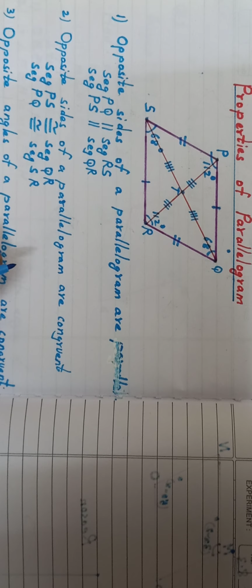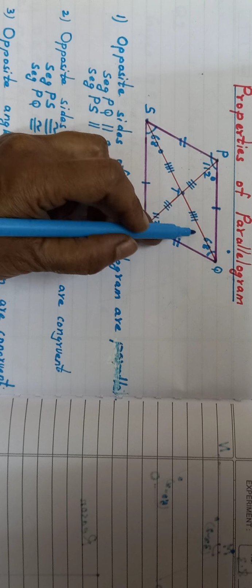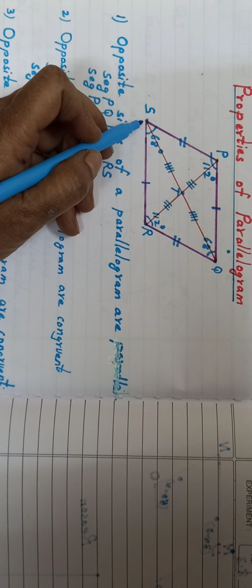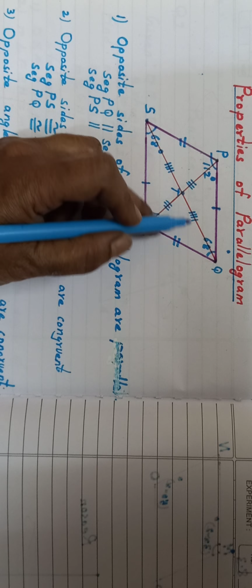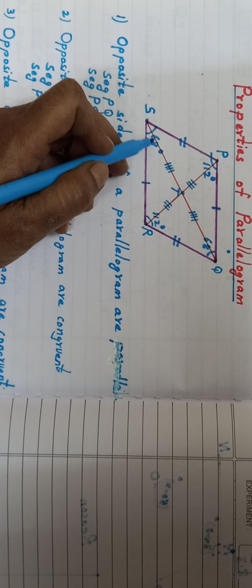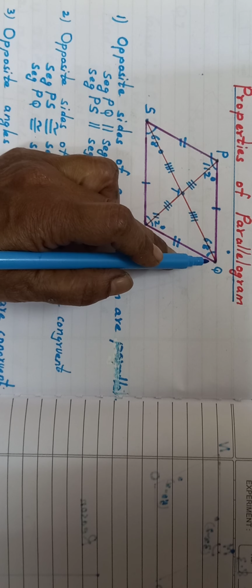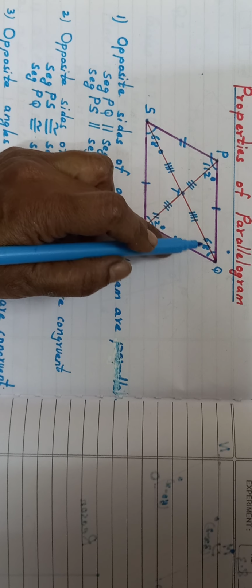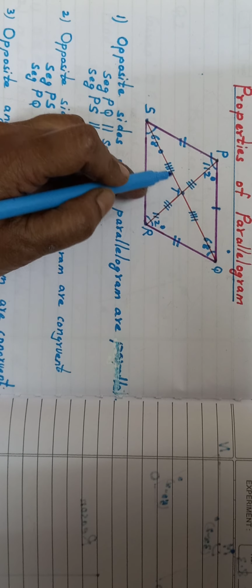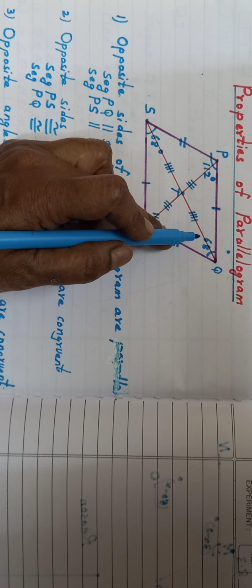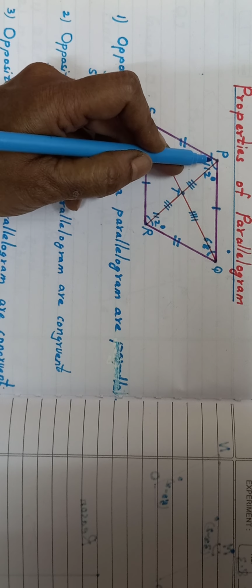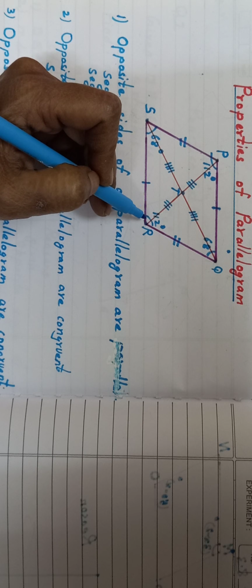The next property of a parallelogram is that the diagonals of a parallelogram bisect each other. Now as you can see here, S and Q are opposite vertices, and by joining these two points, the side which is formed is called the diagonal. Same way here, PR is the diagonal joined by the opposite vertices.